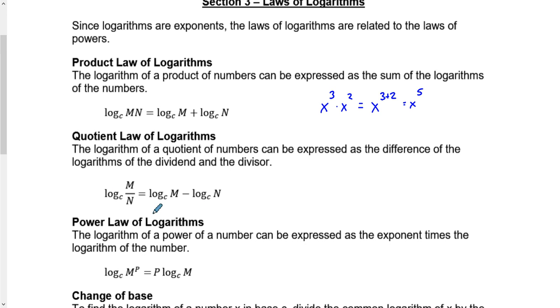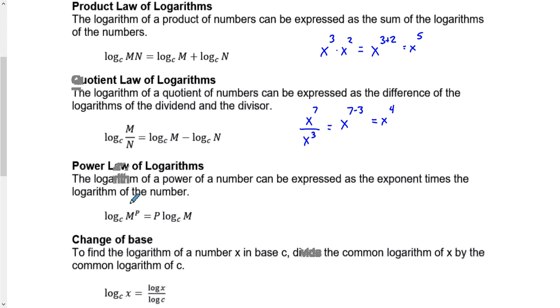The quotient law, well, if we have 2 things and we're dividing them, we're just going to subtract the individual logs. So again, if we had something like x to the power of 7 divided by x cubed, well, we did that by taking 7 and subtracting 3. It was x to the power of 4. So it's directly related. That division is a subtraction of individual logs.